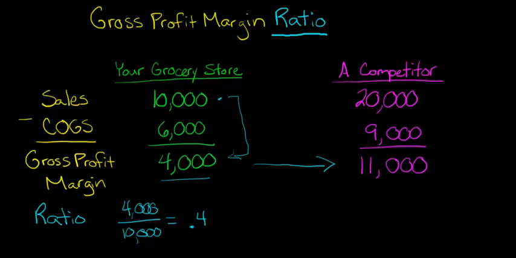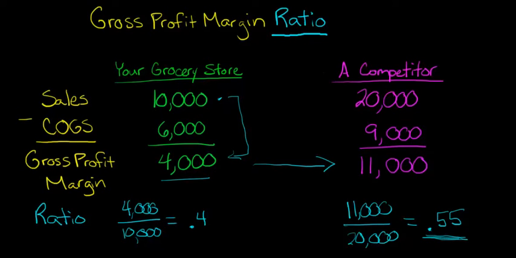Well, now let's compare that for our competitor. Let's see how they're doing. So we're going to do the same thing. We're going to take the 11,000 in gross profit margin, and we're going to scale it by the firm's sales, which is 20,000. And what is that going to yield? Well, it's going to give us 0.55. So that means that for every dollar of sales that our competitor has, 55 cents of it goes to the gross profit margin. So not only do they happen to just have a higher gross profit margin, but they have a higher ratio, which is even more telling.